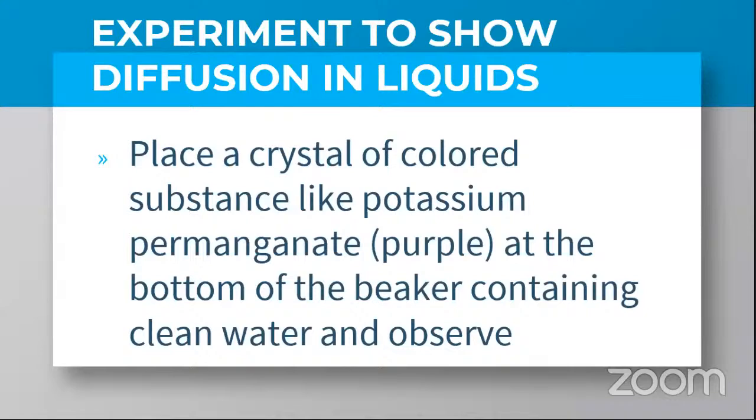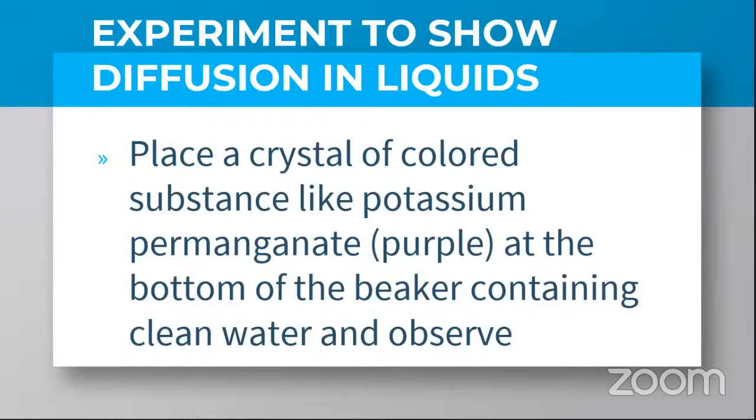Very good. So there are very many things we can use to explain this. We can use the ink of a pen in the liquid. You can use tea leaves in water. You can use potassium permanganate. Potassium permanganate is purple in color. So what you do, you just place a small crystal of potassium permanganate at the bottom of the beaker in clean water.